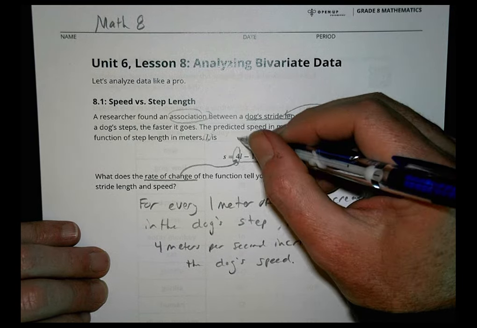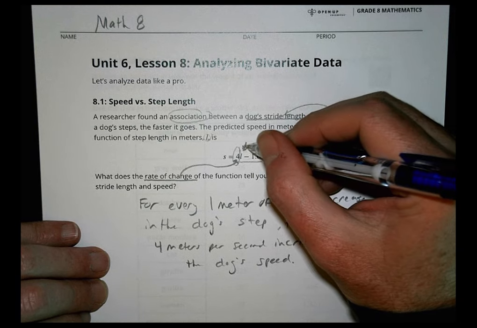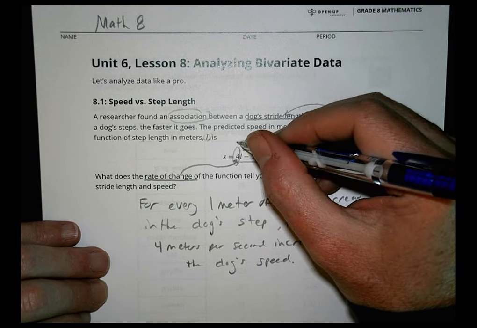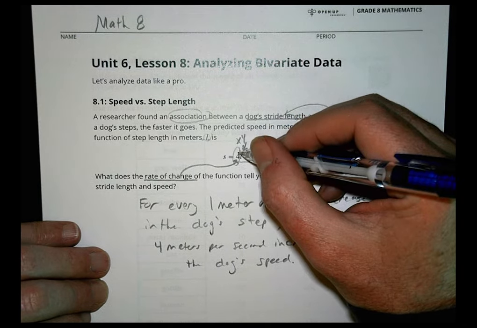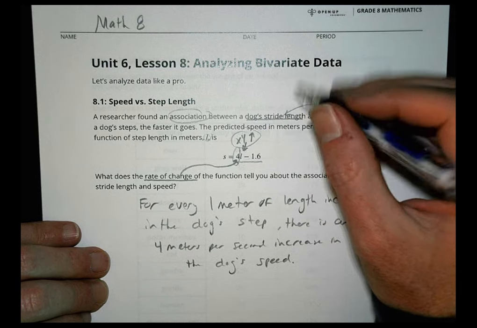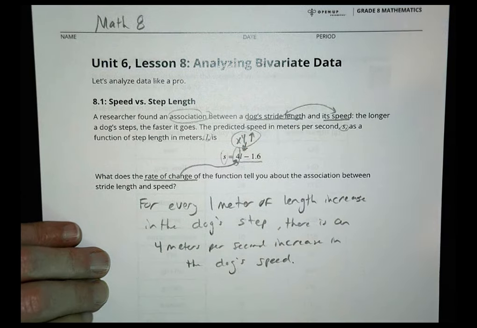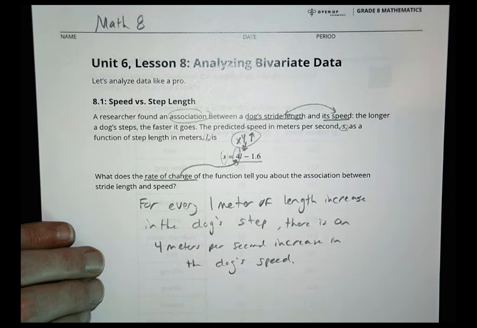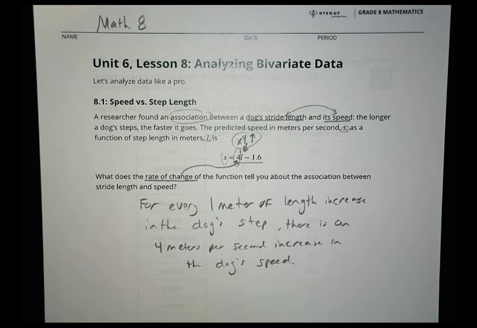Okay, so every time the length goes up by 1, whatever that 1 is, we're going to multiply it by 4, right? We're multiplying by 4. That's our rate. It's positive, so it's going to be an increase going up. And that's what times 4 means. So we're going to increase the speed, multiply speed 4 times more than what it was for every length of the dog's step, a stride length that increases there. Okay? So that's what we have for that first one.